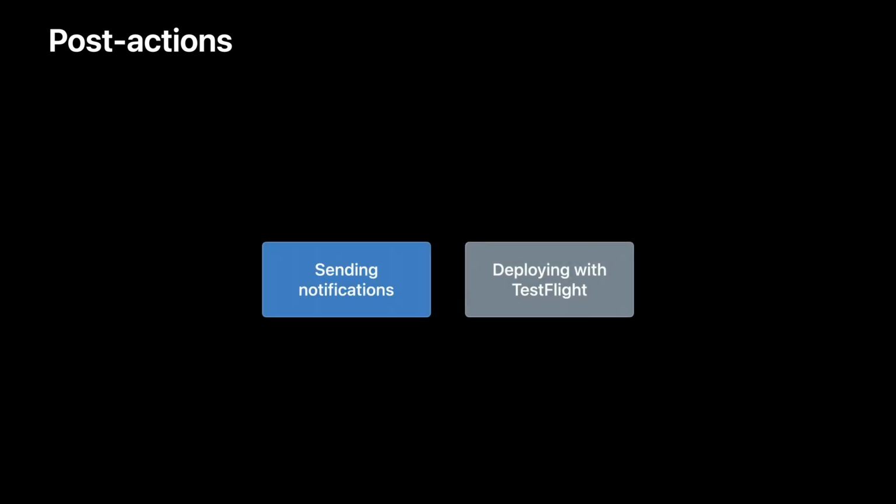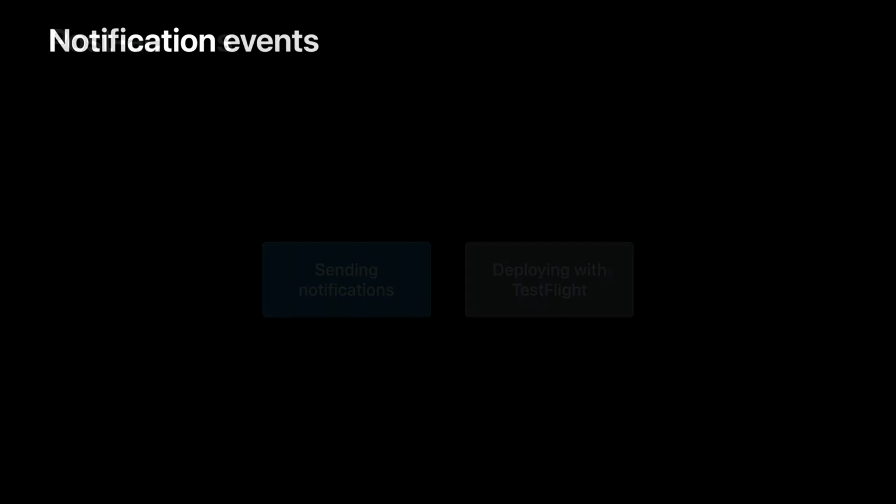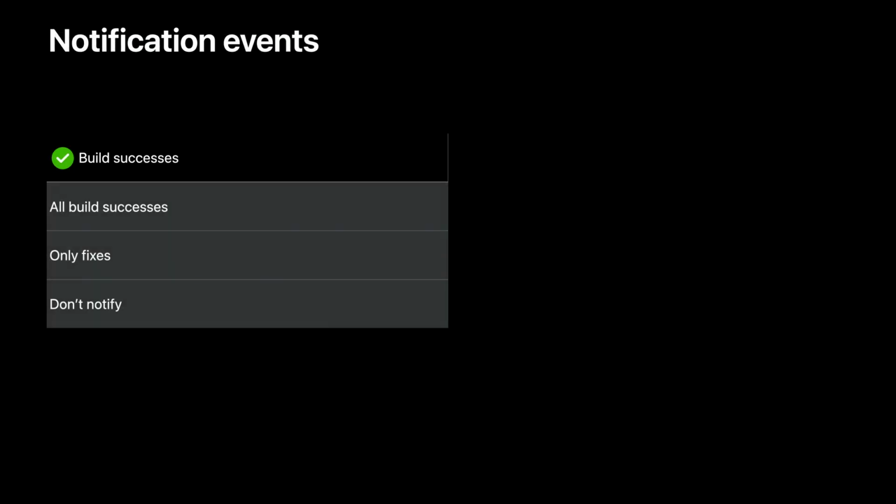The post actions you can configure with Xcode Cloud are sending notifications and deploying with TestFlight. Let's first talk about notifications. There are two types of notification events you can send. The first is when a build succeeds. You have the option to send notifications for all build successes, only fixes, which is when a branch or pull request build transitions from failing to passing, or don't notify.